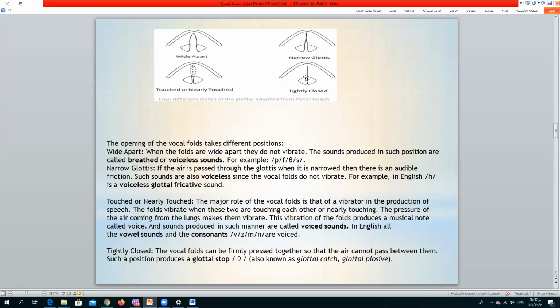The vocal folds can be firmly pressed together so that the air can't pass between them. This produces a glottal stop, also known as a glottal catch. And here's the end of part 2.